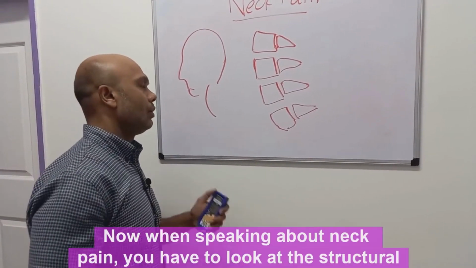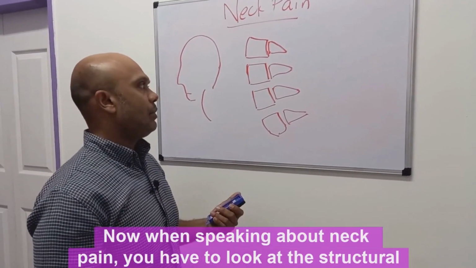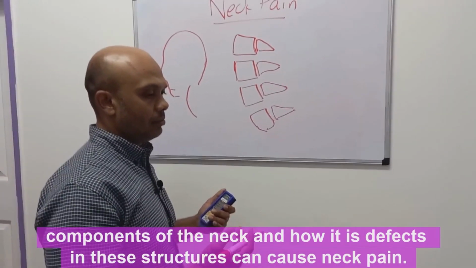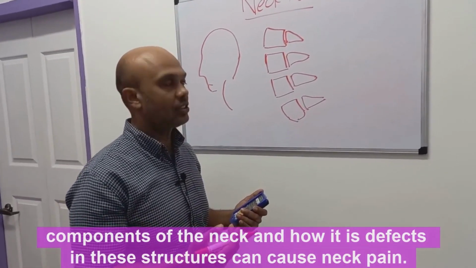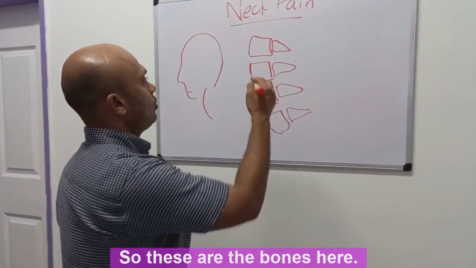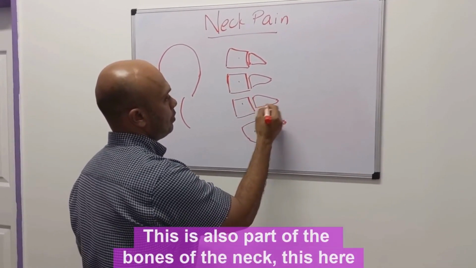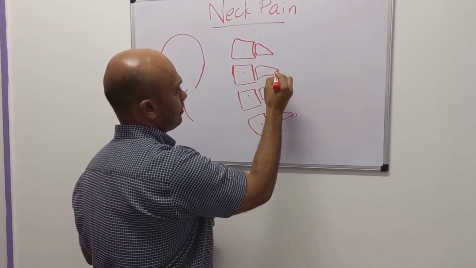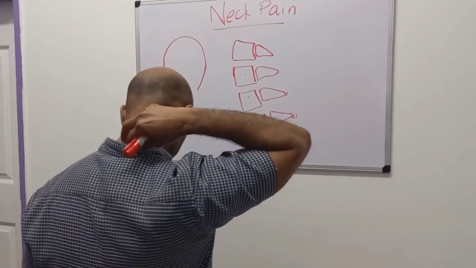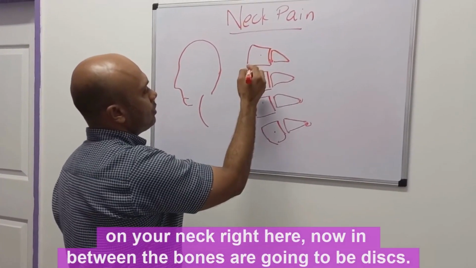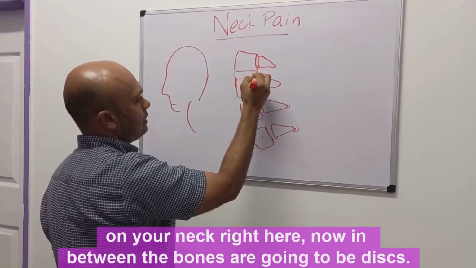Now, when speaking about neck pain, you have to look at the structural components of the neck and how defects in these structures can cause neck pain. So these are the bones here. This is also part of the bones of the neck. Those are the bones you feel when you press on your neck right here. Now, in between the bones are going to be the discs.